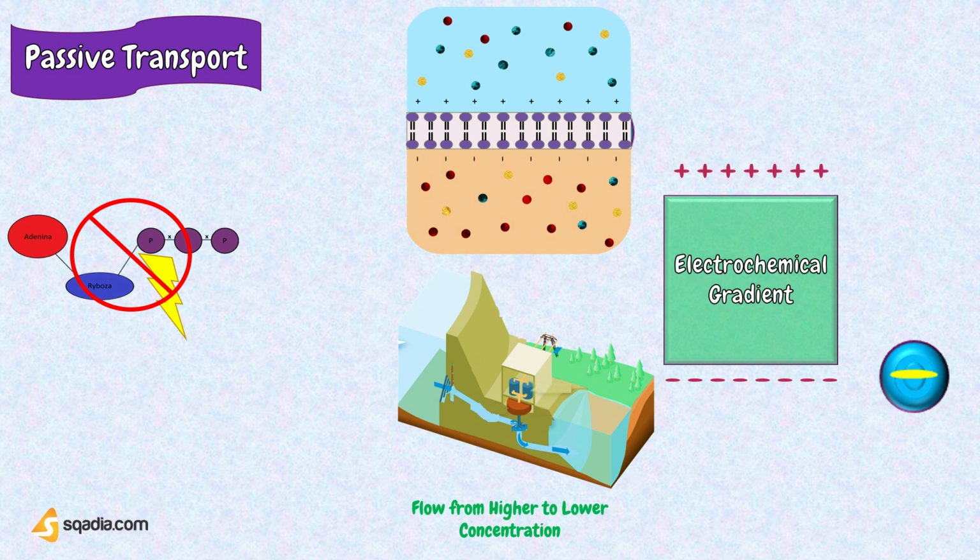Coming back to passive transport. It is also known as diffusion or downhill movement. It does not need energy. Passive transport is like swimming in the direction of water flow in a river. Here, the substances move from the region of higher concentration to the region of lower concentration.